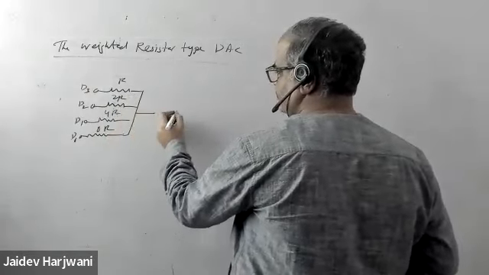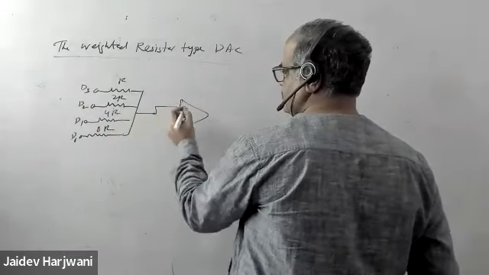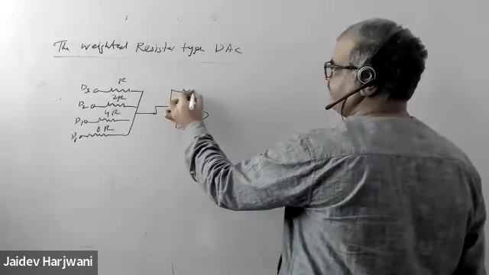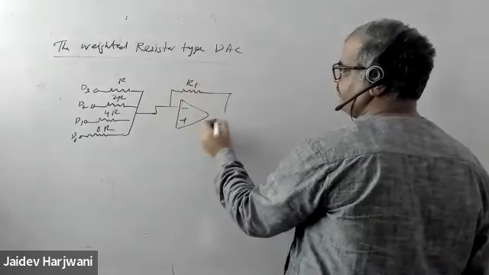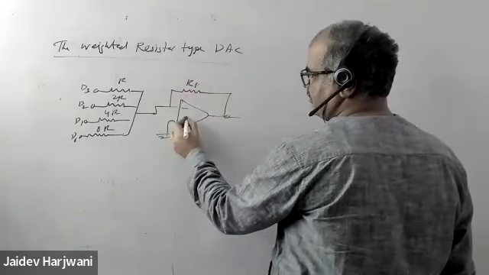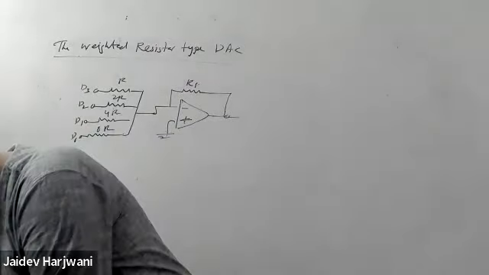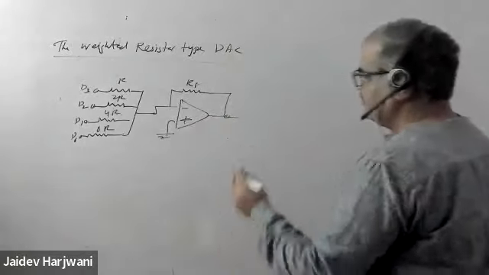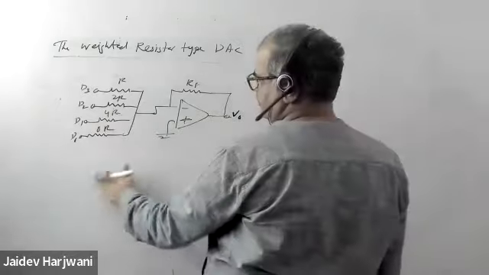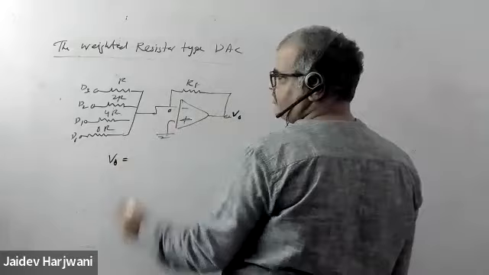Okay, and this is connected to an op amp, minus, plus. Again, RF is coming here, and this is grounded. So basically it is your inverting amplifier. Now you want to find the V output. If this is the V output, this is 0, obviously this will be 0.